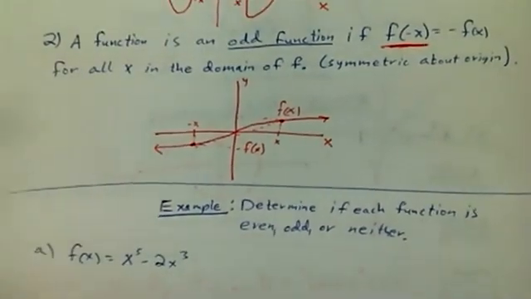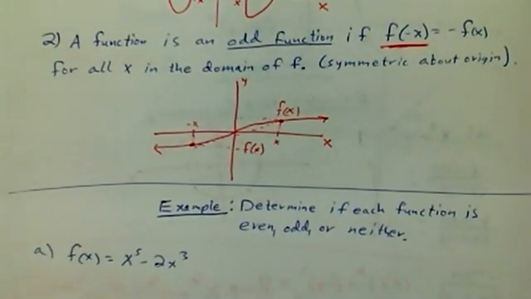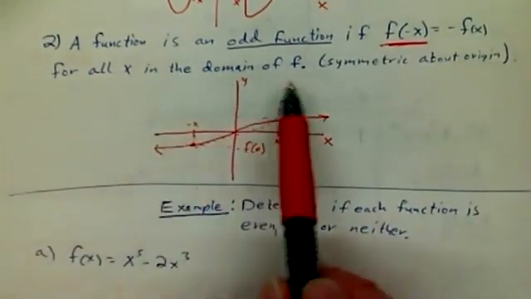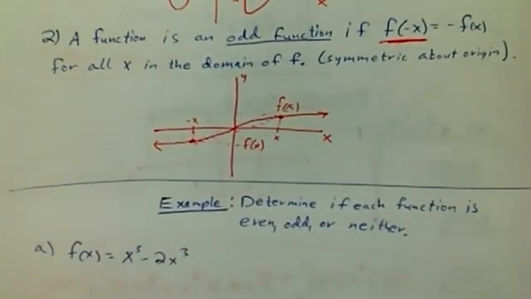So it can't be even and odd at the same time. I suppose in some ways it could, but that's beyond the scope of what we're doing. And that's equal to negative f of x for all x in the domain of f. So that's the same as saying symmetric about the origin.